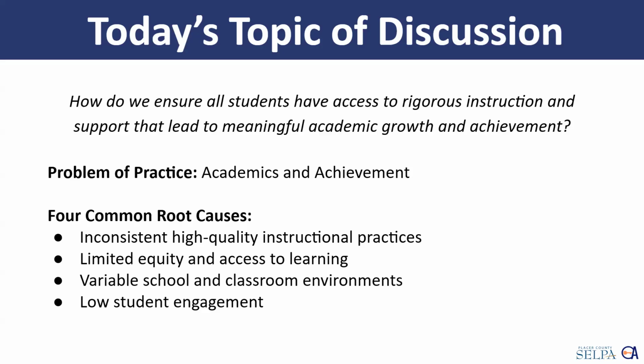The third is variable school and classroom environments. This can lead to mixed expectations and conditions that make it more challenging for students to thrive academically. And then finally, a fourth potential common root cause, low student engagement, which reduces the likelihood that students will persist and take risks and really experience meaningful growth over time.